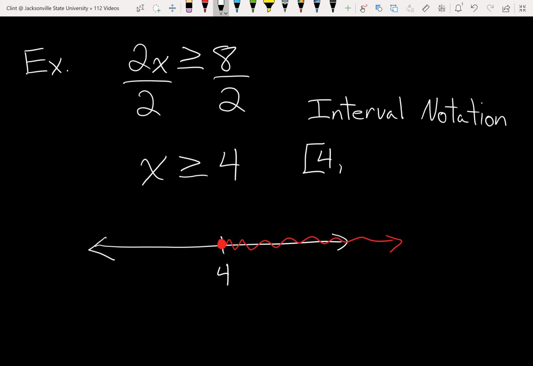That's as small as our solutions can be. Then we'll have a comma, and then we want the biggest that our solution can be. How big can our solutions be here? It goes on forever to the right, so we're going to say that goes all the way to infinity. And if we use infinity or negative infinity, we always will have a parenthesis matched up with that. So we would say our interval notation solution goes from 4 to infinity, and we are including 4.